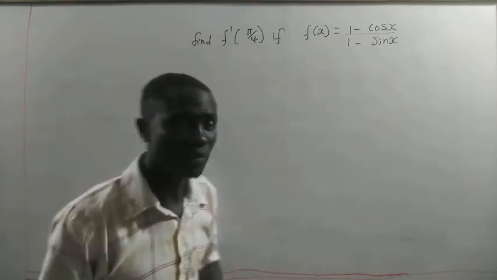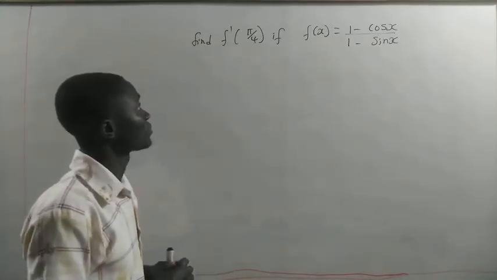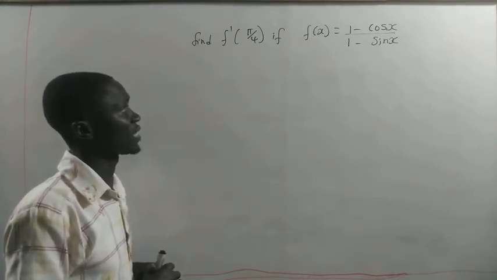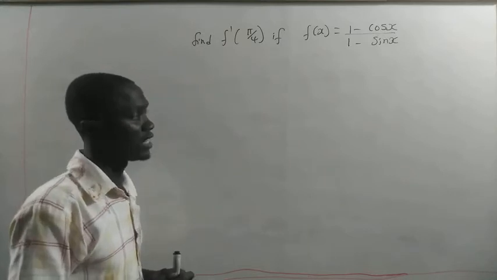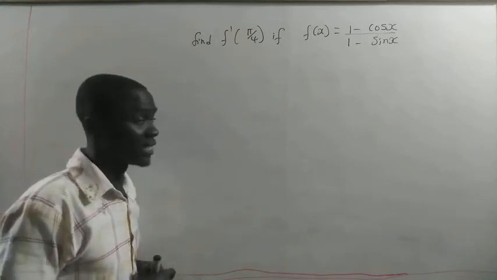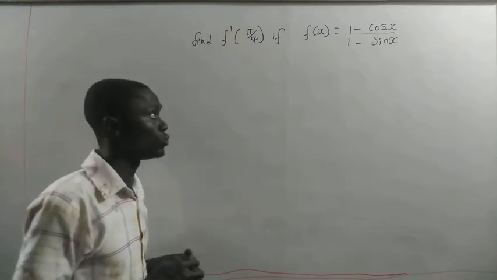Now, let's see how we solve this question. Find f prime of pi on 4 if f of x equals 1 minus cosine x divided by 1 minus sine of x. Now let's do our differentiation using the quotient rule.